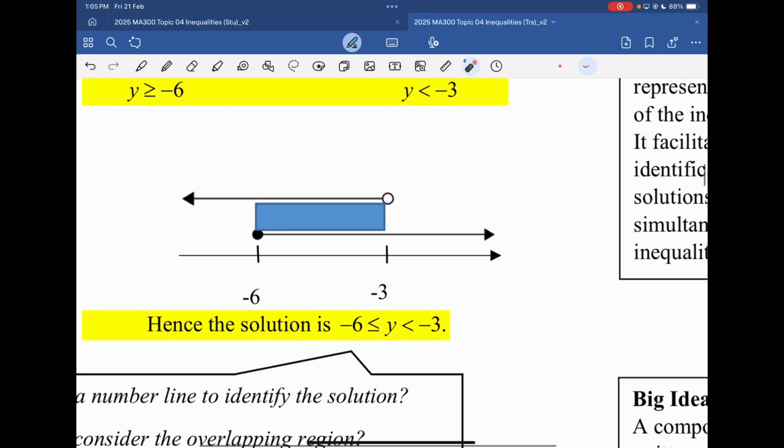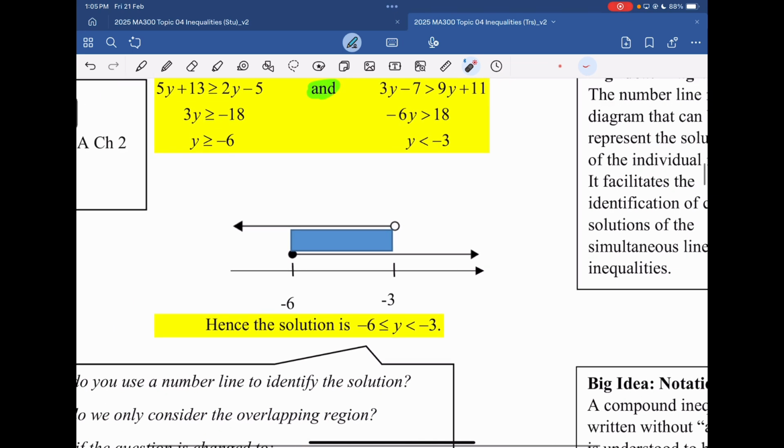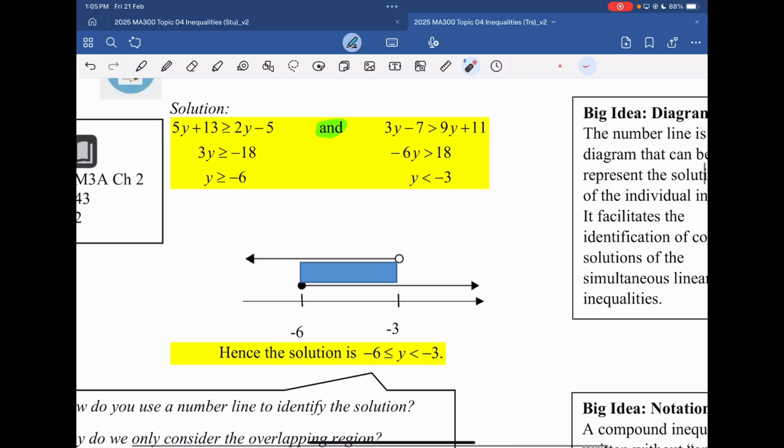Okay, so -6 is okay. So just remember, you see -6 less than or equal to. When you say equal sign, it's a black dot. When it's an open circle, open. Yes, Joshua.